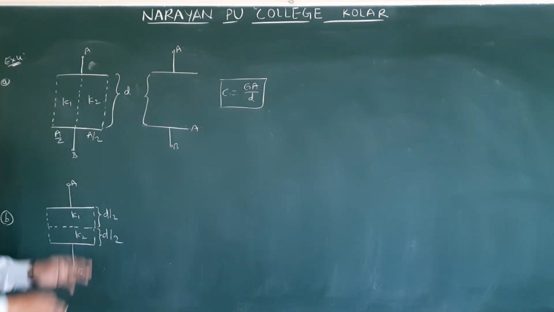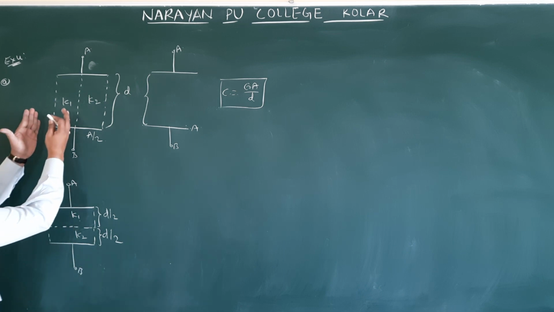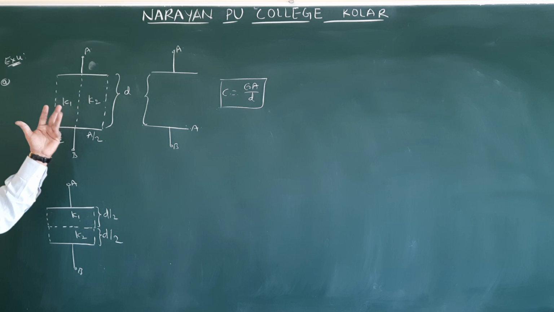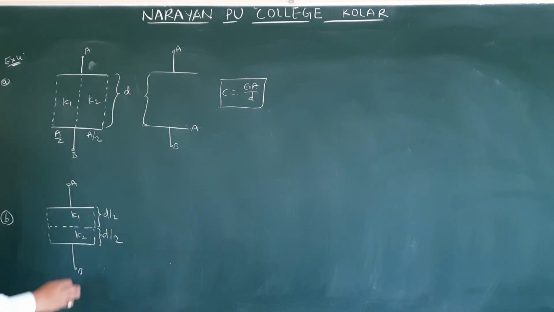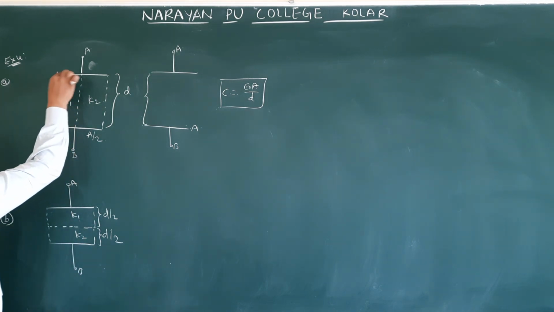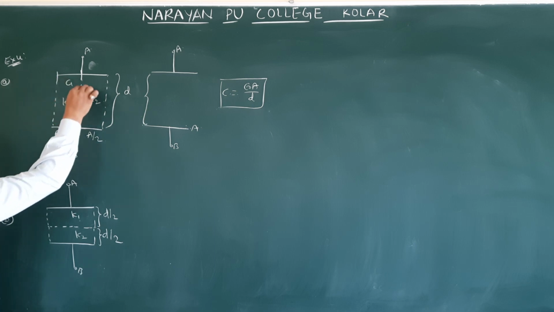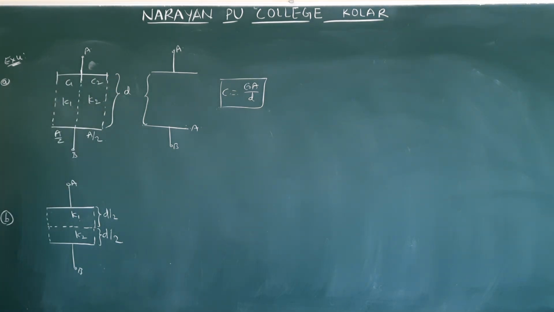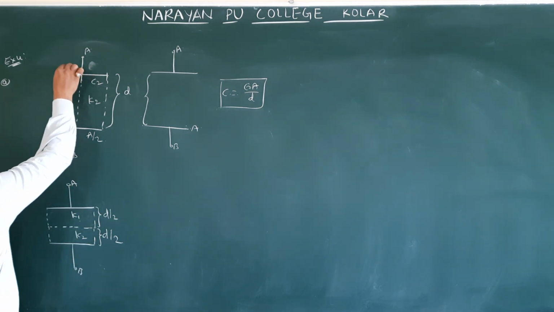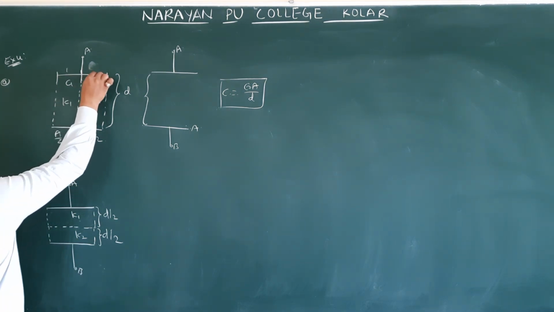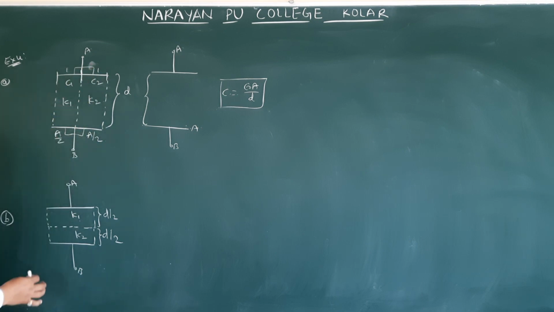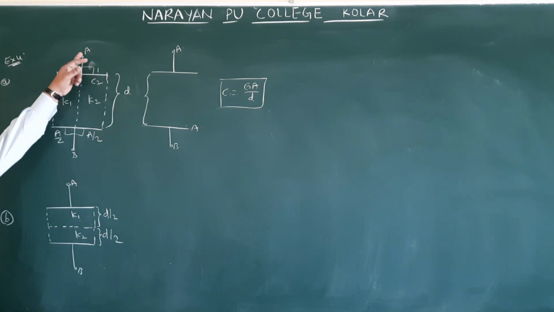Now two capacitors are there, one is this capacitor, another one is this capacitor. How are these two capacitors connected? First we assume this one is C1 and this is another capacitor, C2. C1's first plate and C2's first plate are connected here, and the second plates are connected here.